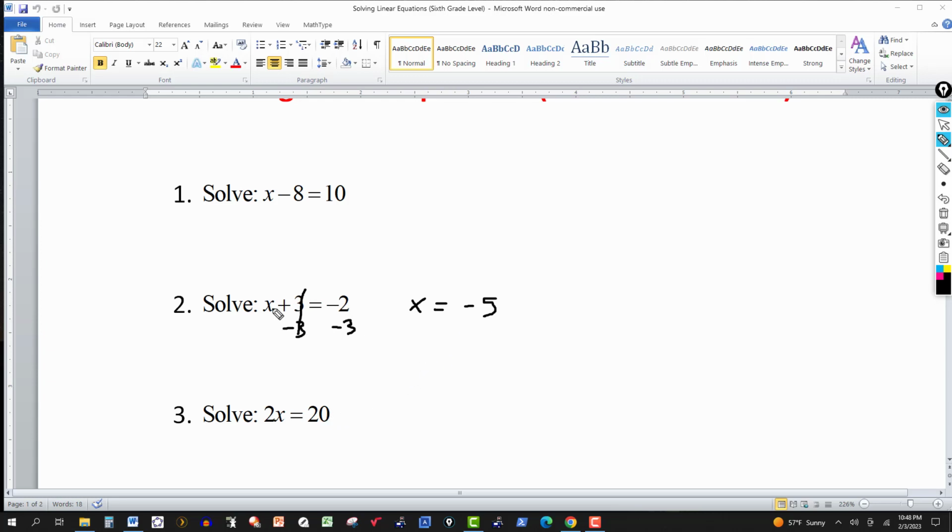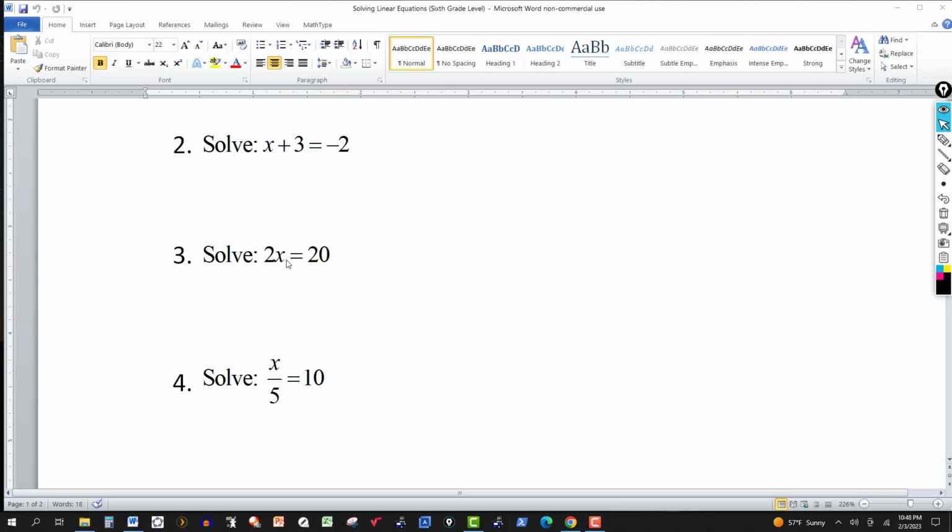And you can check it here. Always go back to the original equation. So you got x plus 3 is equal to negative 2, and x is, okay, put negative 5 there. Negative 5 and a positive 3. Signs are different, so subtract 3 from the 5 and take the sign of the 5, that's the larger absolute value. I get negative 2. This is your solution for that one.